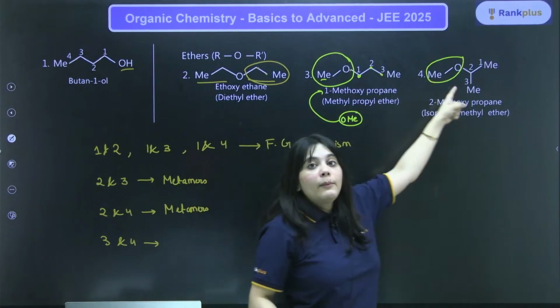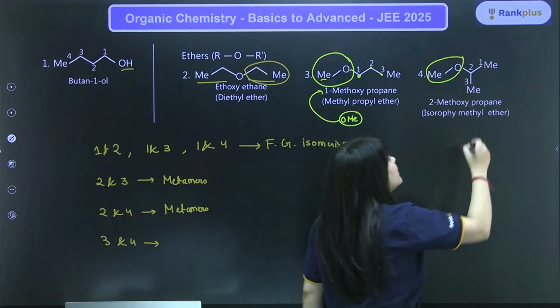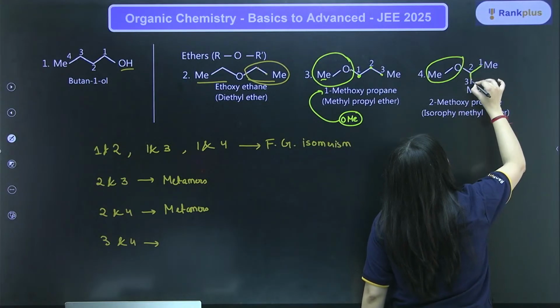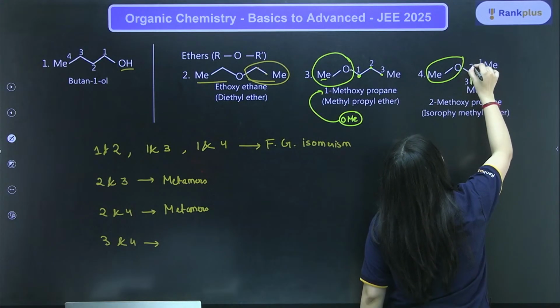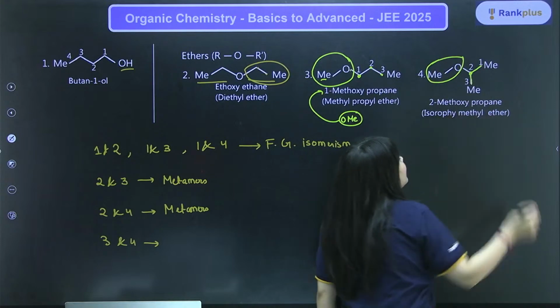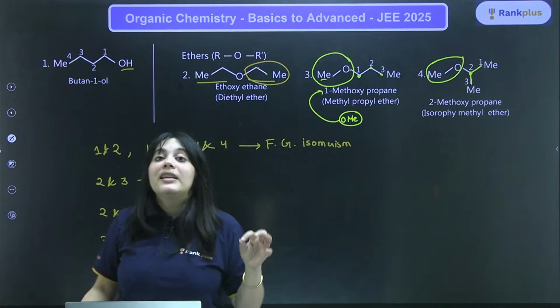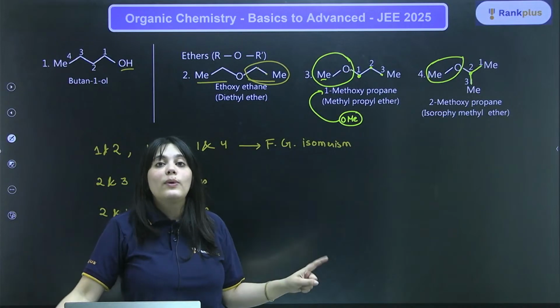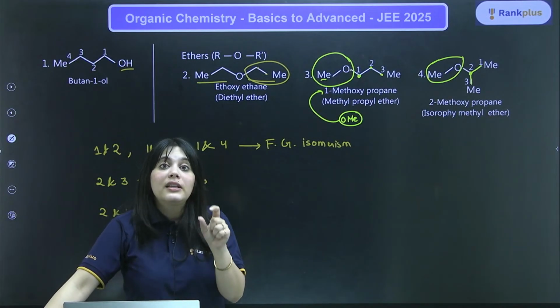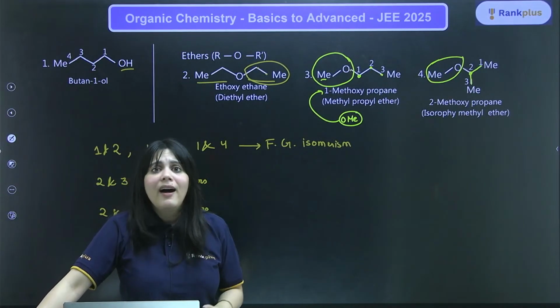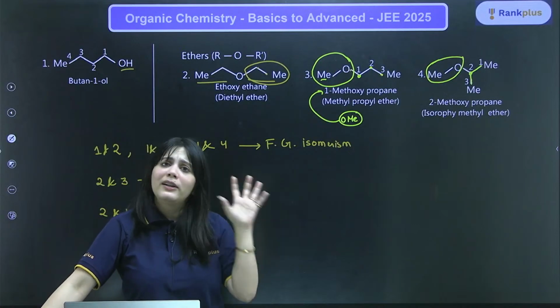How do you write the name of this? Here you consider this as the main chain. Now at the second position, the methoxy group is present. So you write 2-methoxypropane. Everything is hidden in its IUPAC naming. That's why having IUPAC names by heart is very, very essential no matter what you're doing.